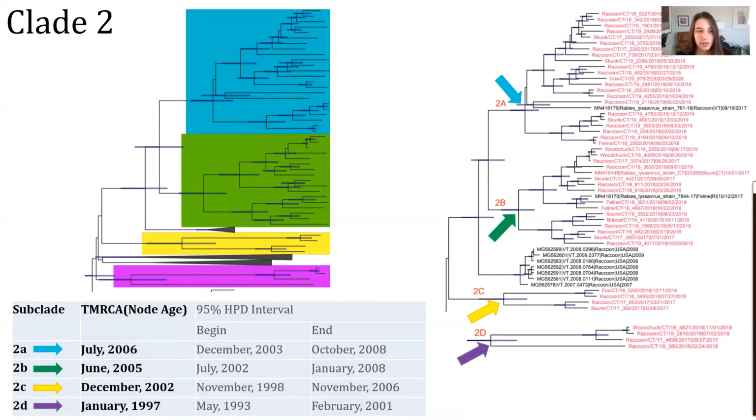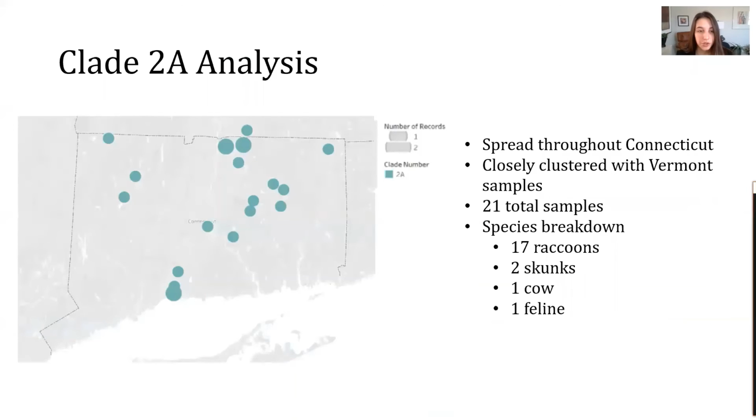As the TMRCA table shows, there is a broad time period in which these sequences diverged. Subclade 2D has a node age of January 1997, which is the earliest, and subclade 2A has a node age of July 2006, which is the latest. Clade 2A has a total of 21 samples. They are spread throughout the state of Connecticut and have clustered closely with the samples from Vermont. The subclade itself contained 1 sequence from Vermont in 2017.